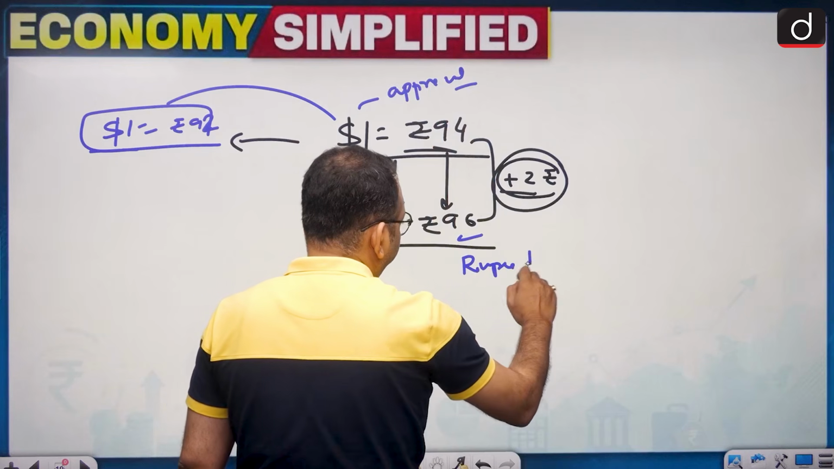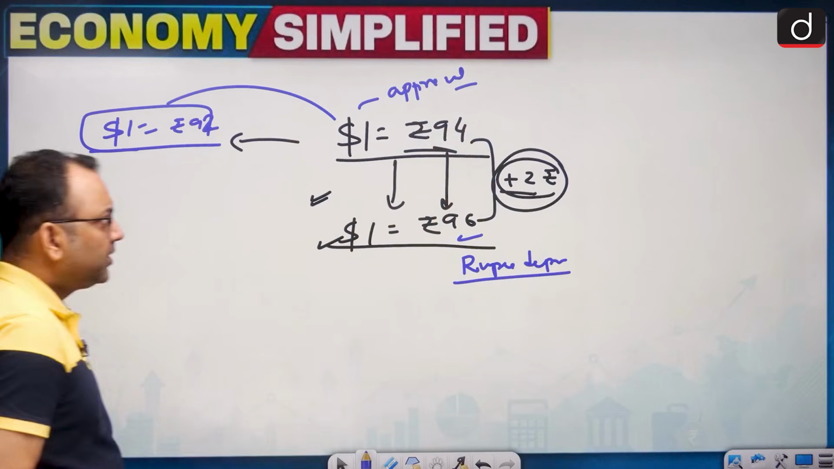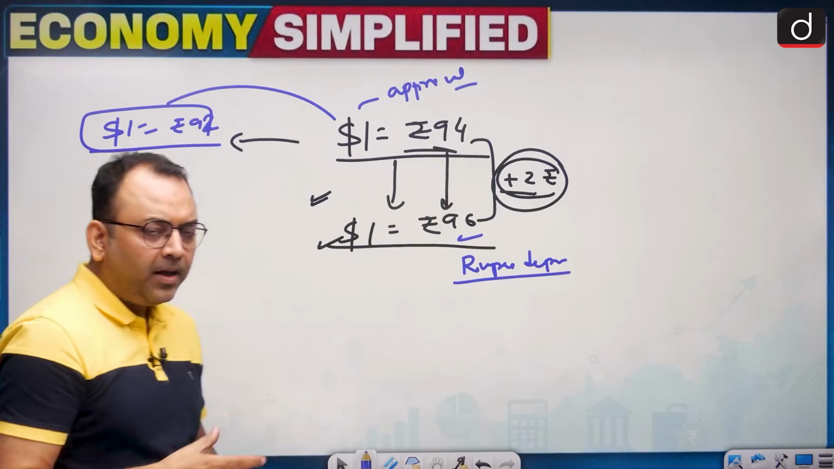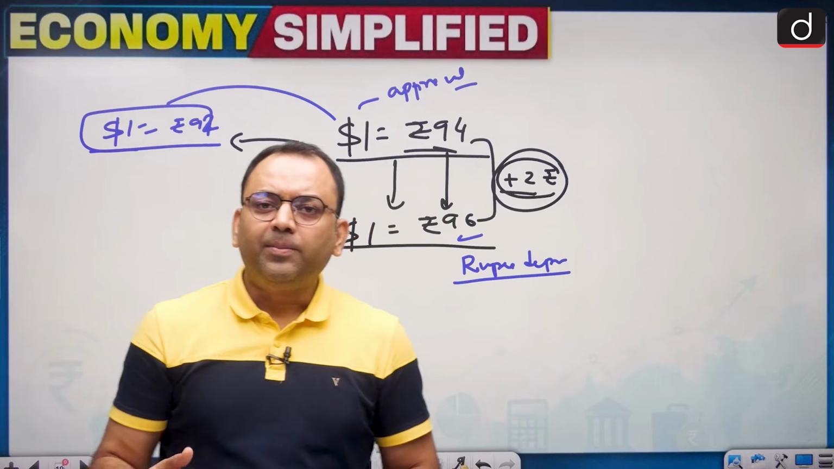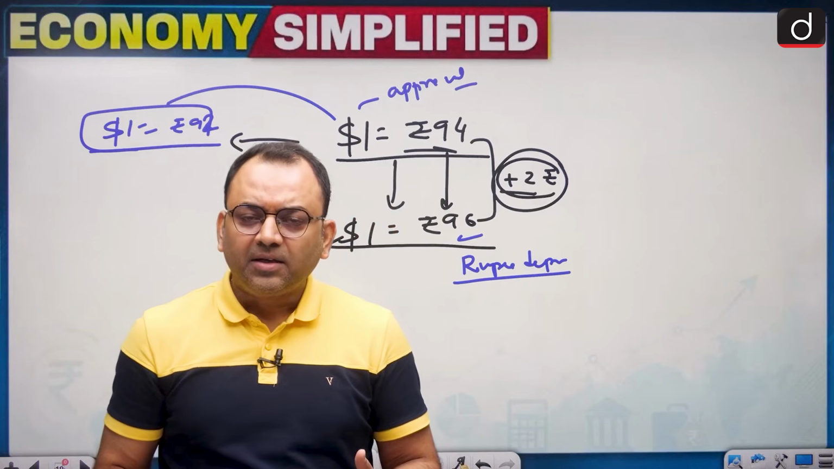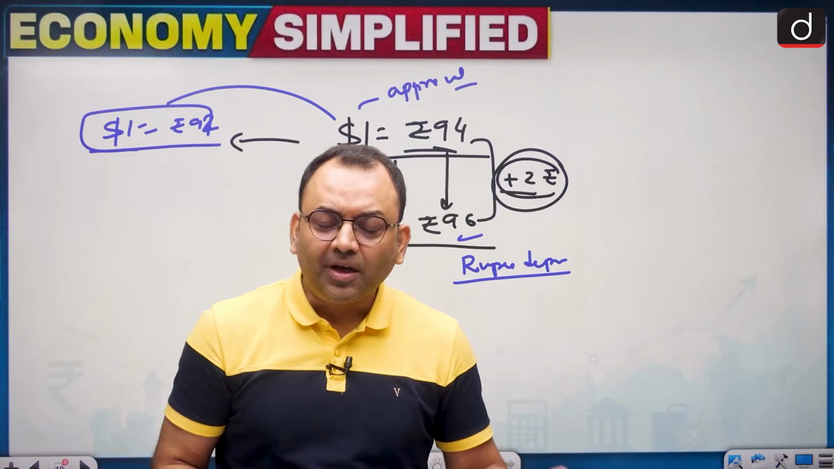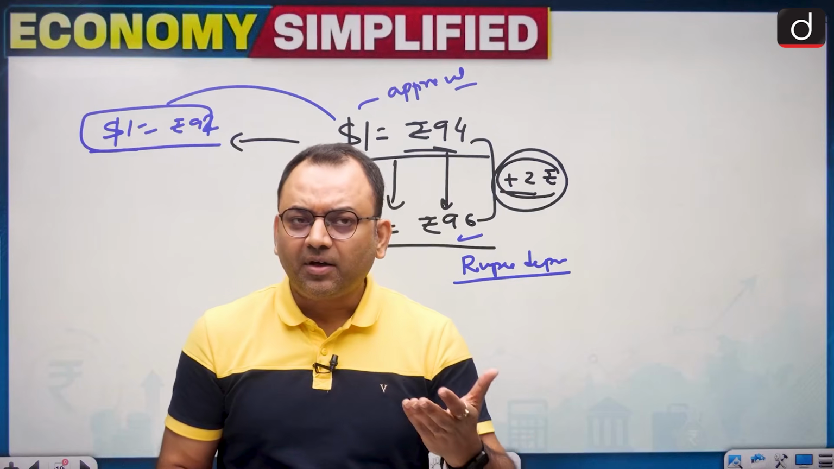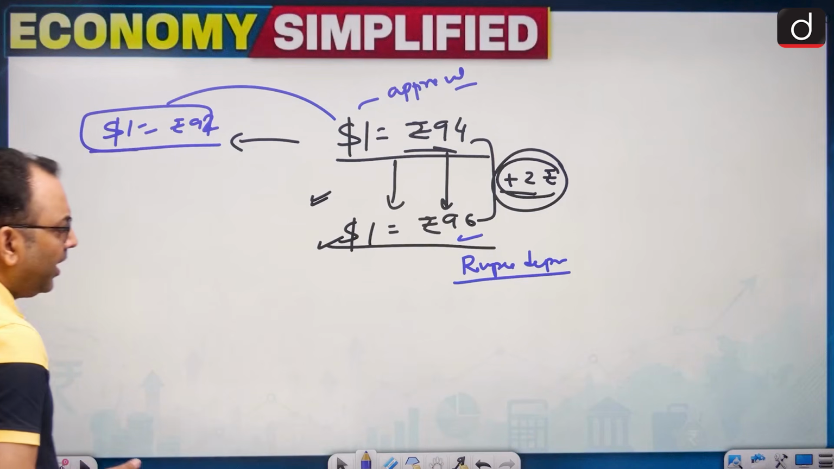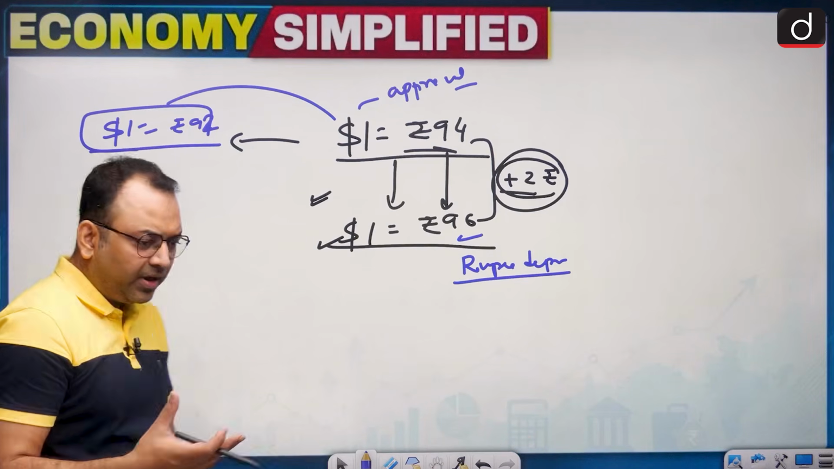This is rupee depreciation. The point here is, when the rupee loses its value, it's rupee depreciation, and when the rupee has a larger value than the previous times, it's a rupee appreciation. Now, what are the impacts of these things? Say we are an exporter, right?